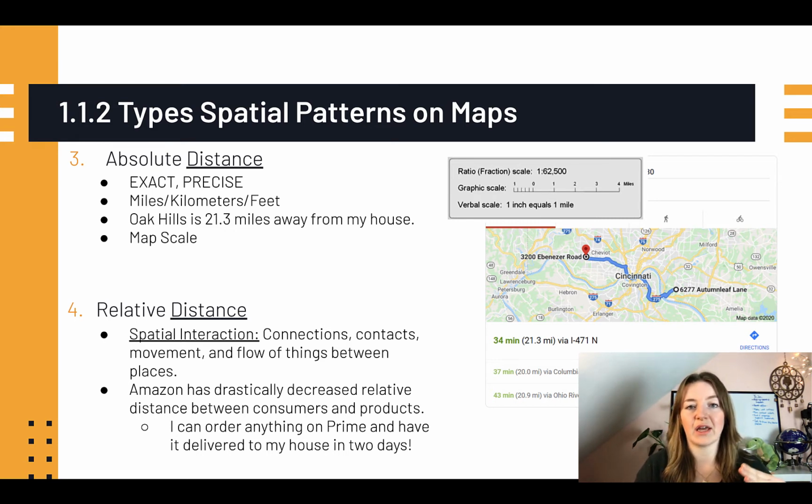So we might look at miles or kilometers or feet. So we could say Oak Hills is 21.3 miles away from my house. That is an exact, absolute distance. Map scale is an absolute distance.